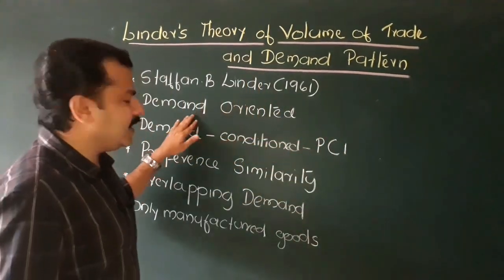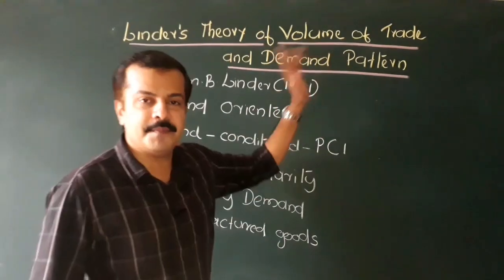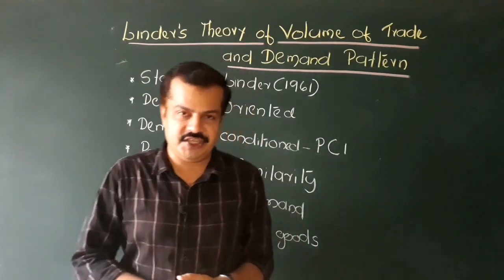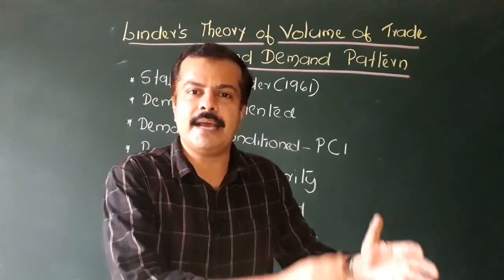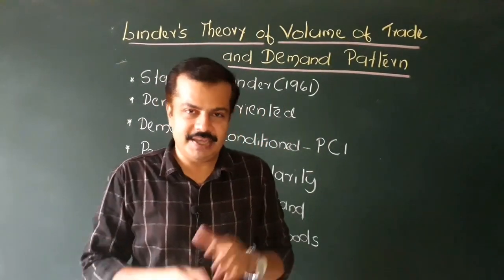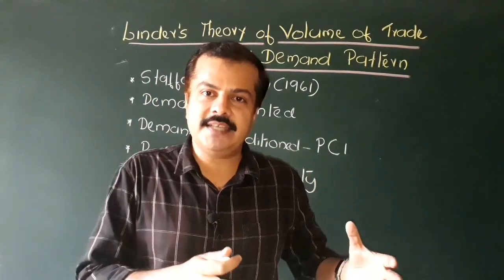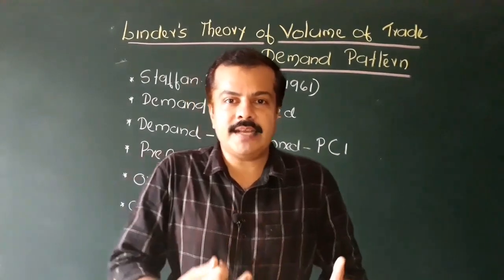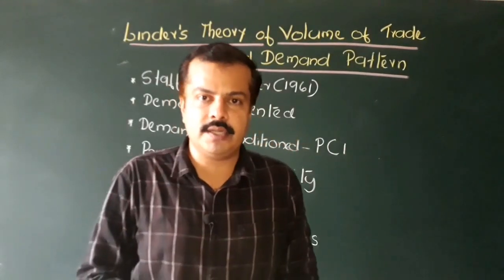This theory is a demand-oriented theory. The title itself has demand pattern. Linder's theory focuses on demand condition, while the Heckscher-Ohlin model was essentially a supply-based theory. Hope you remember our Heckscher-Ohlin prediction. What is the Heckscher-Ohlin theory? Heckscher-Ohlin theory says that a country will specialize in the production and export of those commodities that utilize the country's abundant factor intensively. So that's as far as Heckscher-Ohlin theory is concerned.